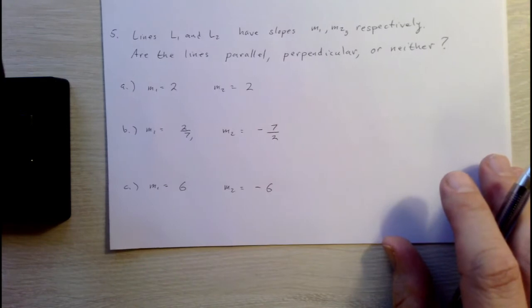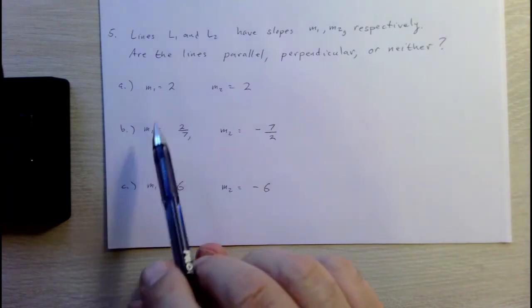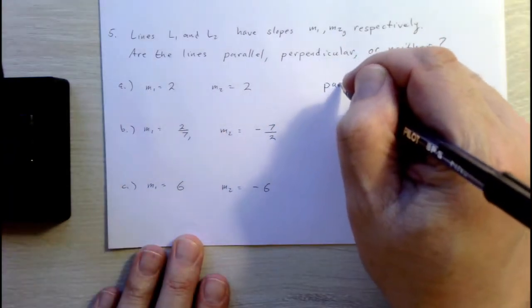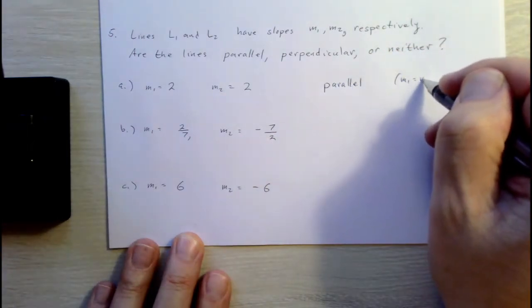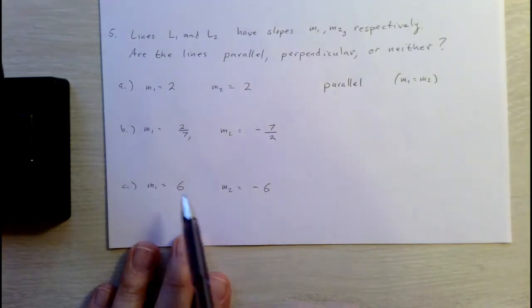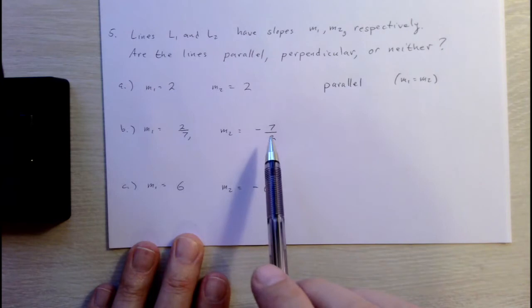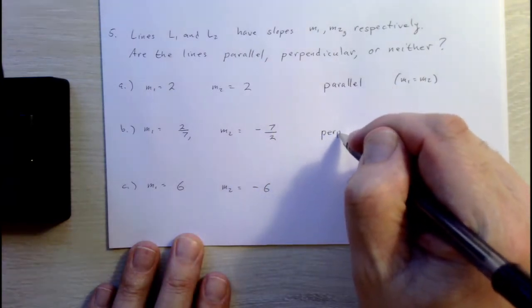For part 5, the lines L1 and L2 have slopes M1 and M2 respectively. Are they parallel, perpendicular, or neither? Well, in this first case, the slopes are exactly the same, so that means that the lines are parallel, since M1 equals M2. In part B, we see that they're negative reciprocals of each other, so that means they are perpendicular.